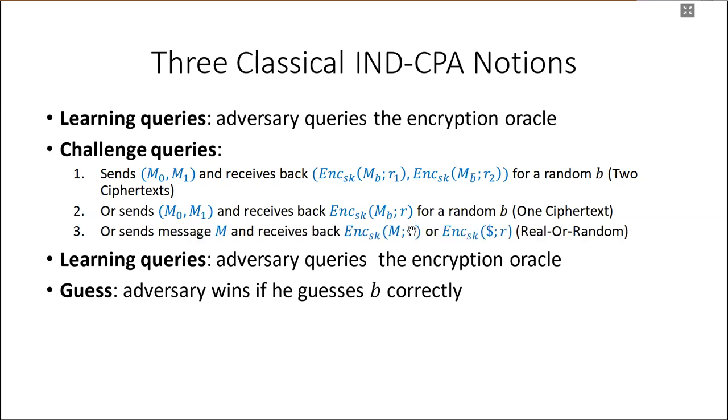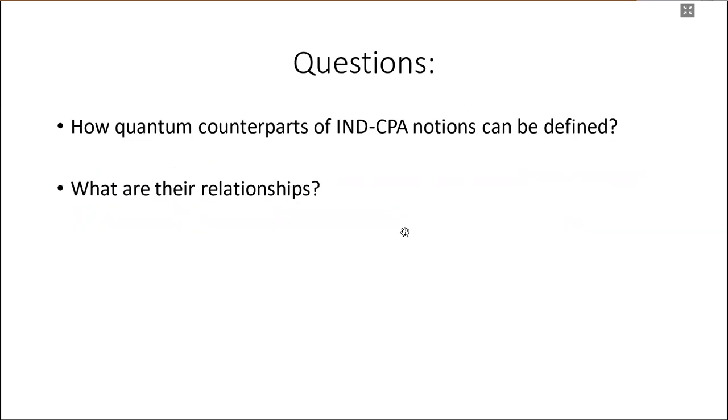And the third way of implementing a challenge query is that the adversary sends a message M and receives back either the encryption of M or the encryption of a random message. We call this the real or random return type. It turns out that all these notions are equivalent in the classical setting. Now, the question that may arise is how quantum counterparts of the distinguishability CPA notions can be defined, and how they are related to each other. We're trying to answer this question in this talk.